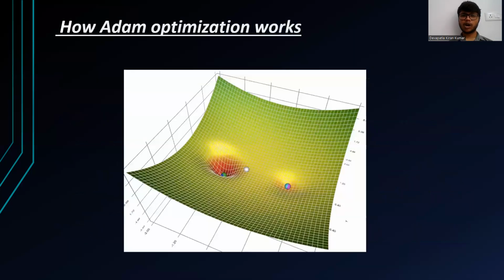Now we'll discuss how Adam optimization works. In this picture, you can see how the optimization algorithm works. Here we can see that it minimizes the loss function.